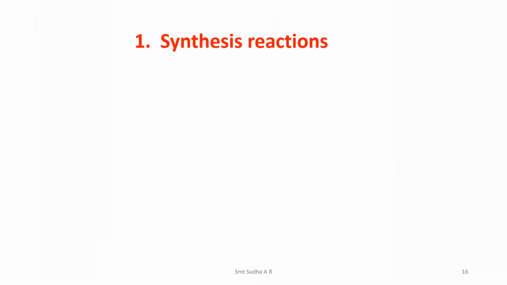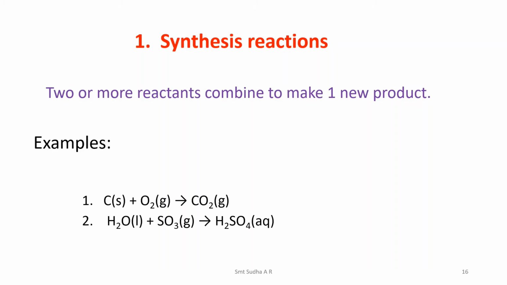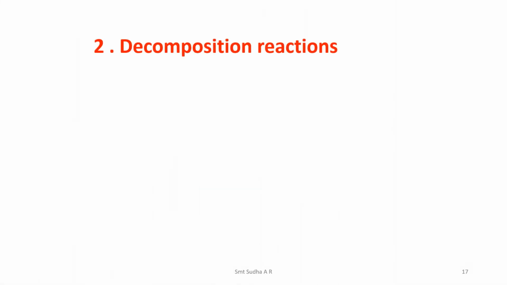Okay, synthesis reaction. In a synthesis reaction, two or more reactants combine to make one new product. For example, here in these equations you can observe when two reactants, that means atoms of different elements, combine and form a new product, one new product. So this type of equation we call a synthesis reaction.